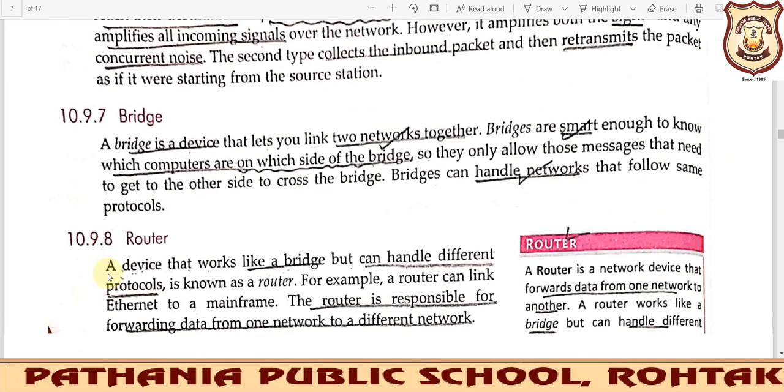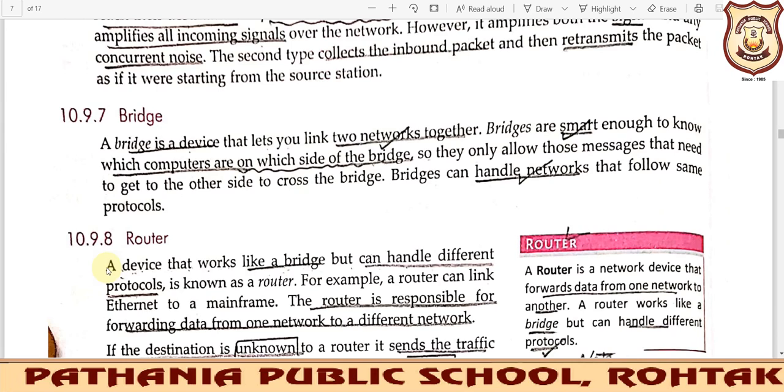Okay, next is bridge. So what is a bridge? Bridge is actually a device that is connecting two networks together, like two LANs it can connect. Bridges are smart enough to know which computers are on which side of the bridge. So we are connecting two networks together. Like if I am residing in one network and my friend is residing in another network, what is a network? Network is a collection of computers. Like in one building we have some computers, in second building we have some computers, and we want to send a message from one computer in one building to another computer in the second building.